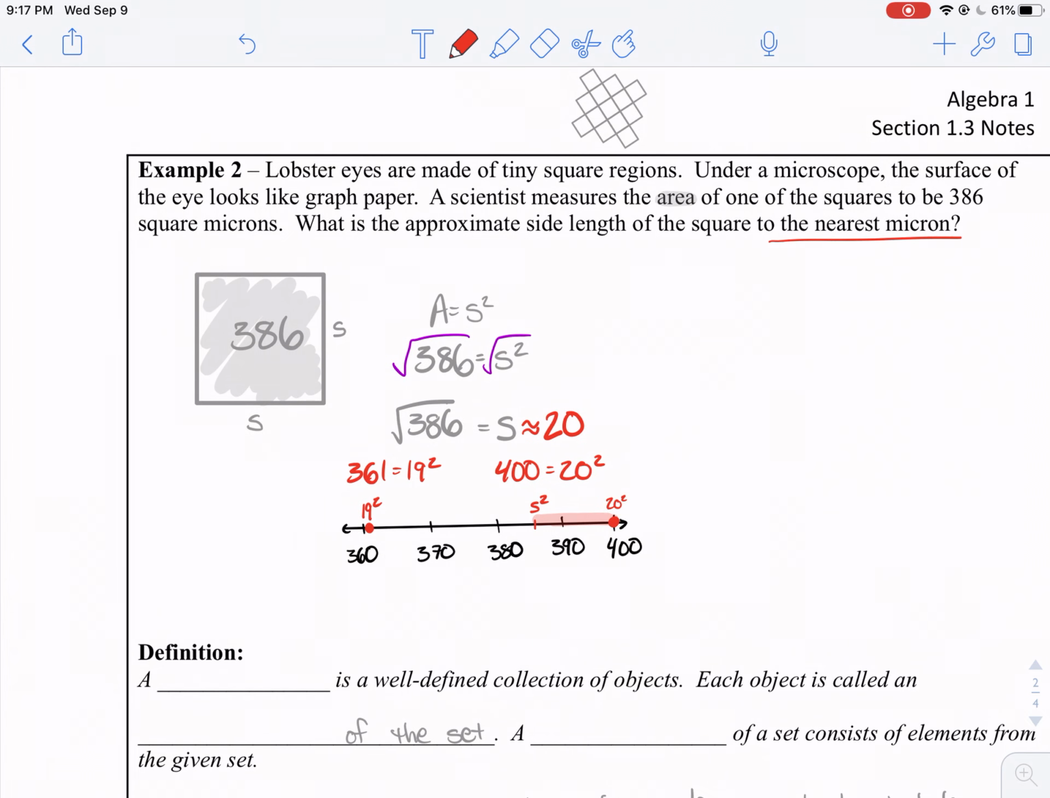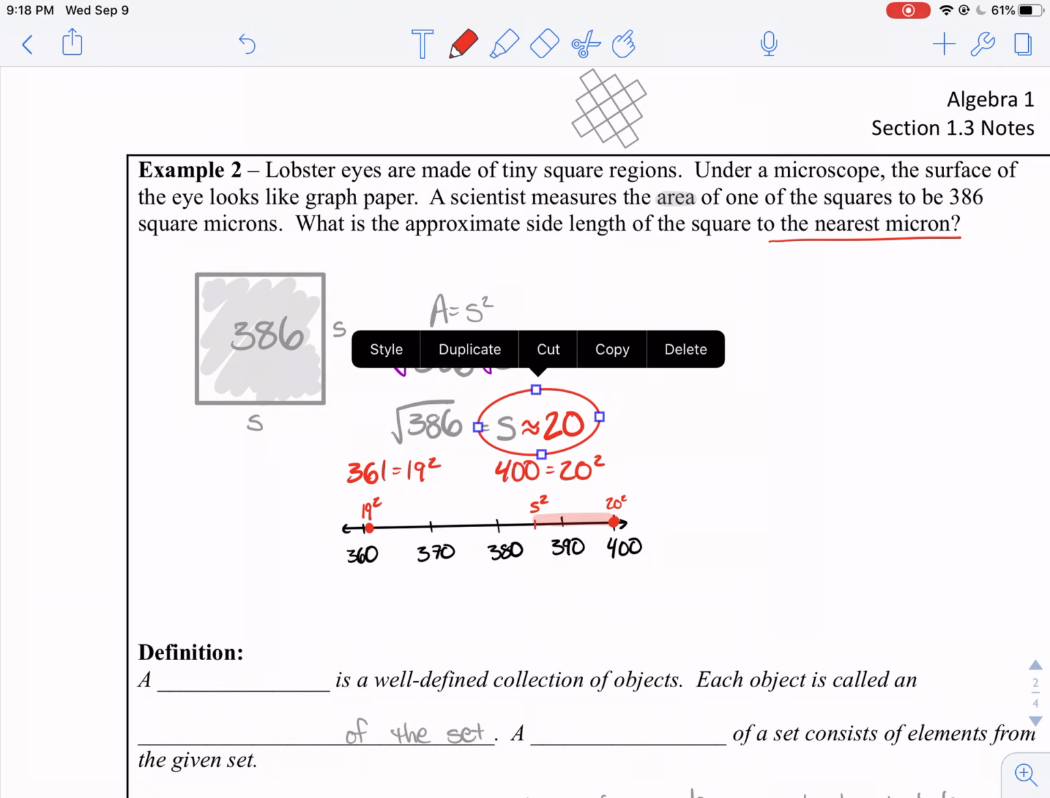They asked for the nearest micron, and it's closer to 20 than it is to 19. So there you go, approximately 20. And 20 microns, guys, is very teensy tiny. So emphasis on that, tiny. So that's squares and square roots.